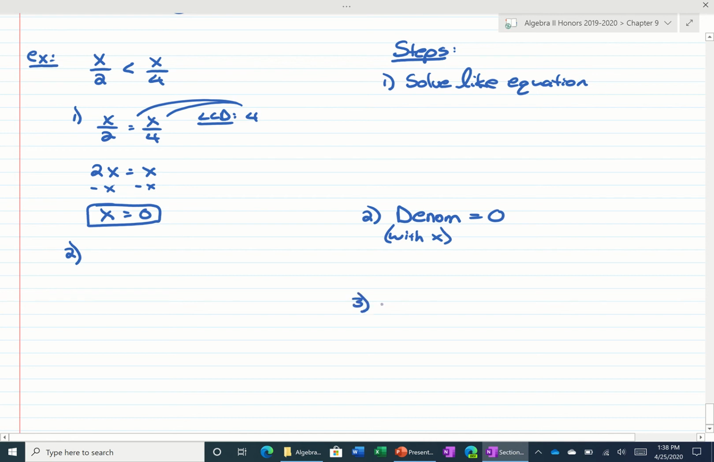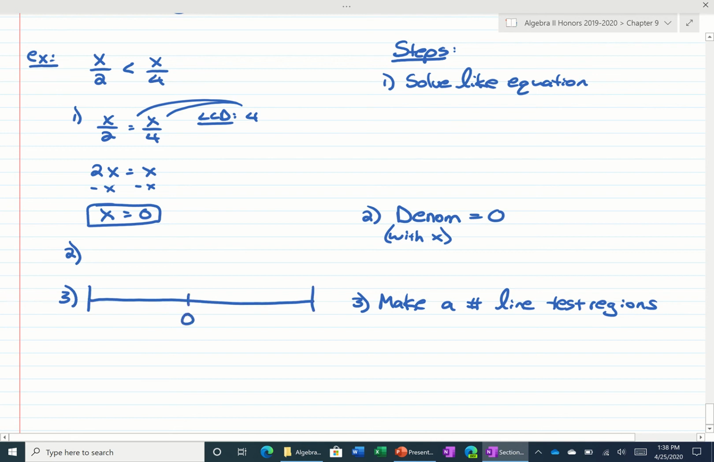Third step is we make a number line, and then we're going to test our regions. Okay, so for our number line, well, we only have one answer, that's 0. We didn't get anything from step 2. So I'm going to pick a number to the left of 0, like let's use -1. Pick a number to the right of 0, like let's use 1, and we're going to plug them in, and we'll see which ones work.